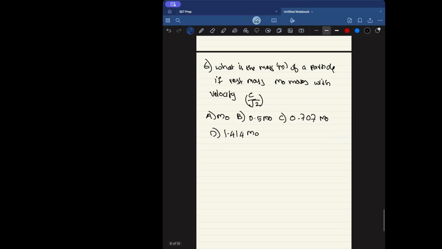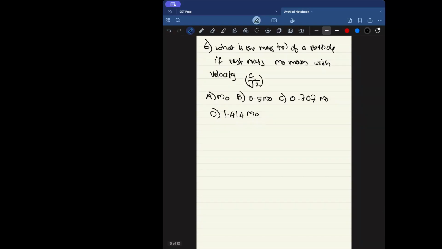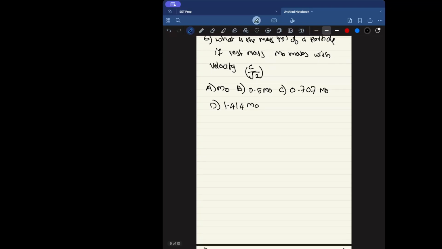Let's go to the last one. What is the mass m of a particle if the rest mass m0 moves with velocity c by root 2? Here also it's a direct question. m equal to m0 by root over 1 minus (v/c) square. We are given that v equal to c by root 2. So just apply this and we'll get the mass.